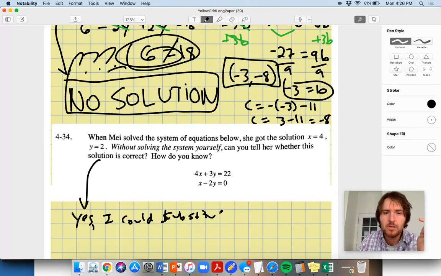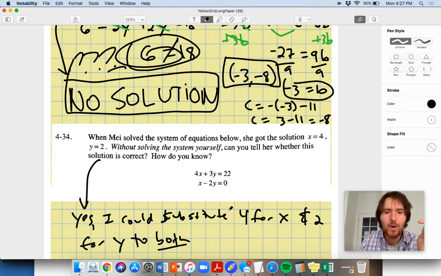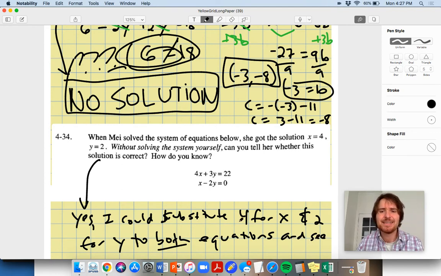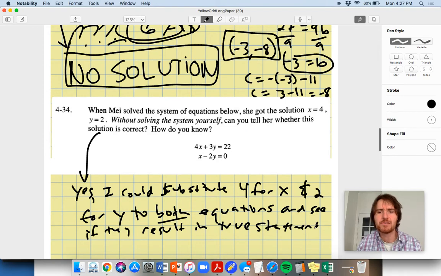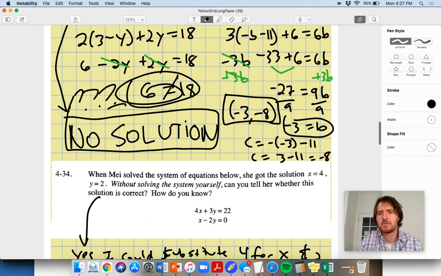Substitute 4 for x and 2 for y into both equations. Okay, so to be a solution to a system of equations, it has to be true for both of the equations, and see if they result in true statements rather than false statements. Like we had a false statement up here, so that means there were no solutions here.